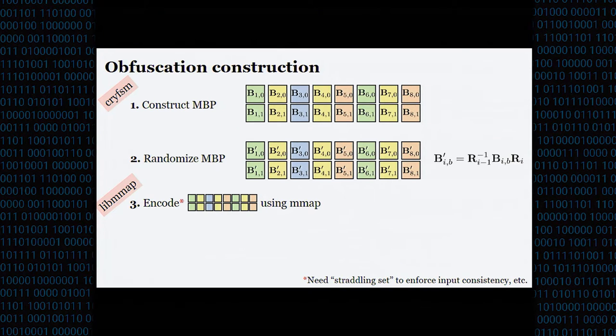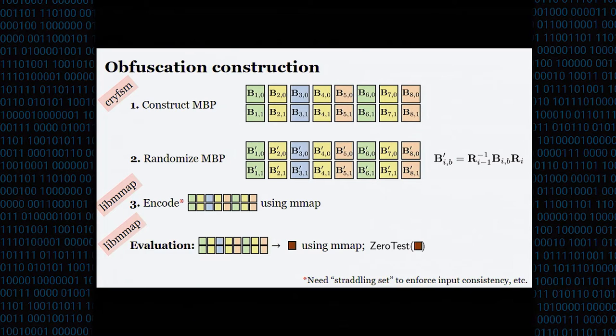I'm ignoring some details about enforcing some input consistency and other features we need for this to be a secure obfuscation scheme. The main components are all here. Okay, now that we have this obfuscated program, we can evaluate it by essentially using libmmap to evaluate the encoded elements in our encoded matrix branching program. This will produce a top-level encoding, and then we can zero test that using the multilinear map zero test feature. And that's it. So given the tools that we've built here, it's fairly easy to build these types of applications.